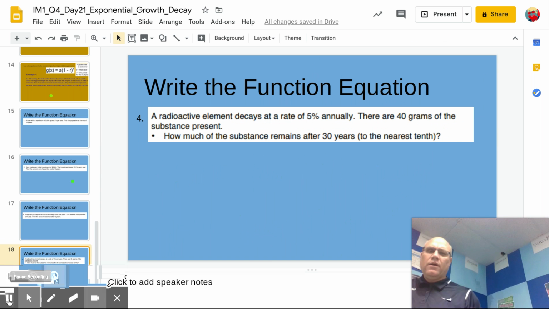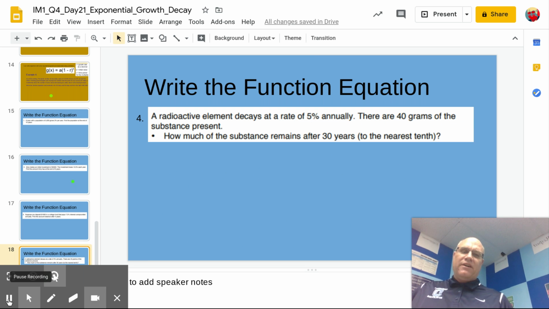Last one. A radioactive element decays at a rate of 5% annually. There are 40 grams of the substance present. So we have 40 grams of this radioactive material. How much of the substance remains after 30 years? And they want us to round to the nearest tenth. So can you write the equation for that? And bonus, can you figure out how much is left?